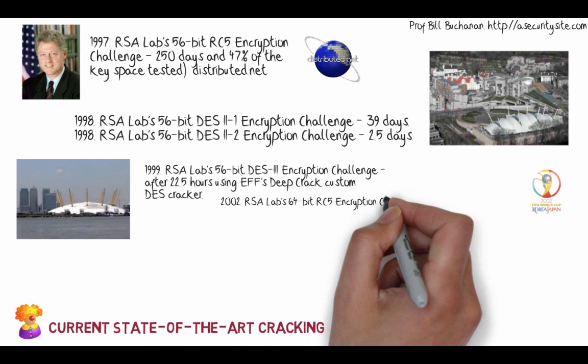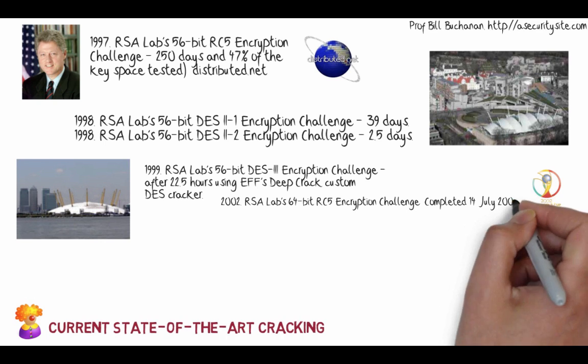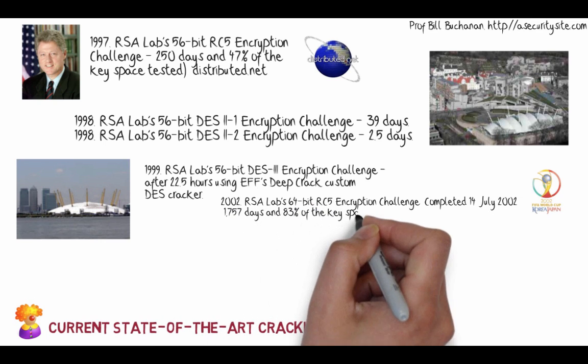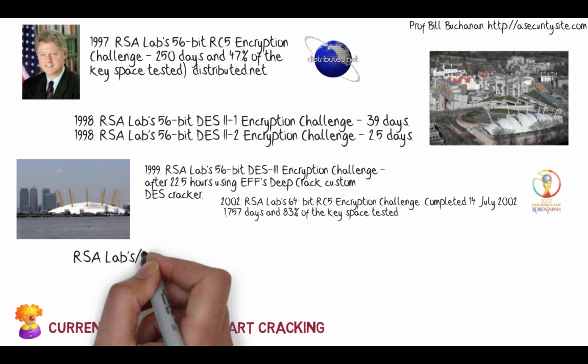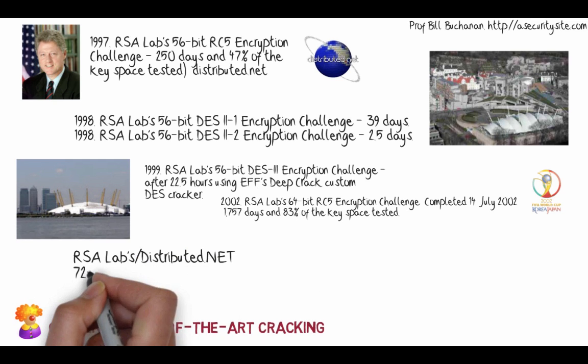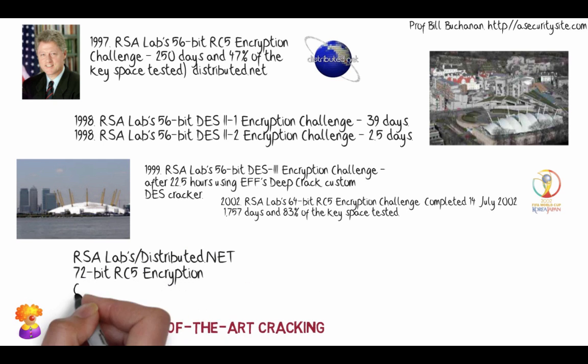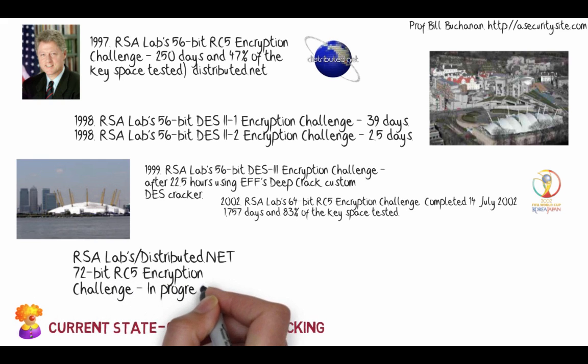Then in 2002, RSA Labs had a 64-bit competition, and this time it took 1757 days, 83% of the key space, so 64-bit was cracked. So where really are we now? Well, Distributed.net has now taken over the challenges, and we're at 72 bits. That's the state of the art in terms of this type of encryption.